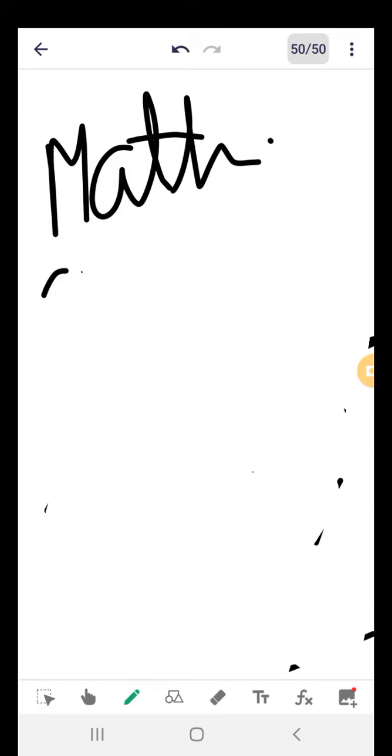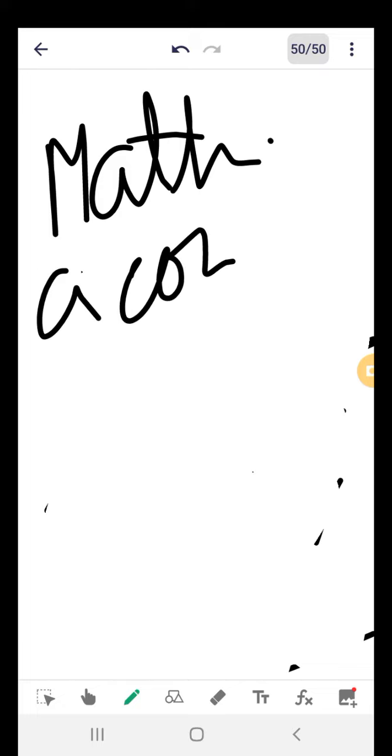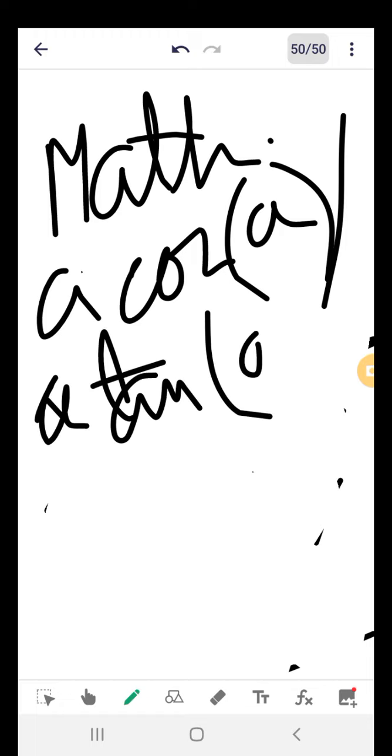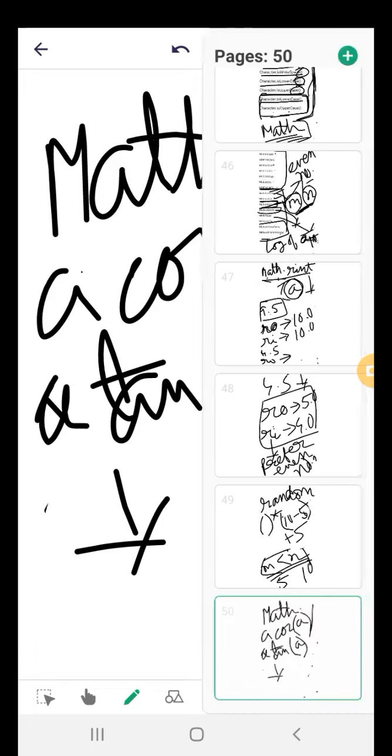Math.acos is also the same thing, or atan is also the same thing. If you enter the value, it will just return the value of the angle. These are the inverse functions. For inverse functions, we write Math.acos, Math.atan, or Math.asin.